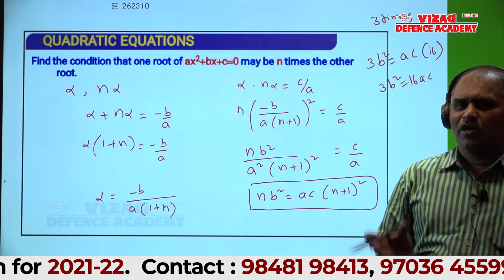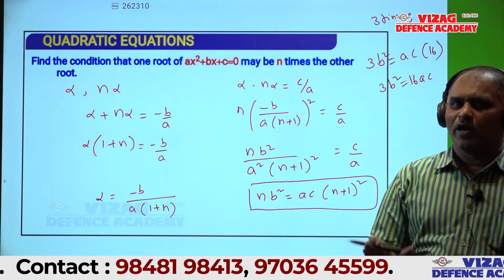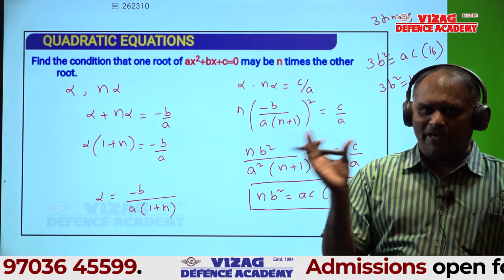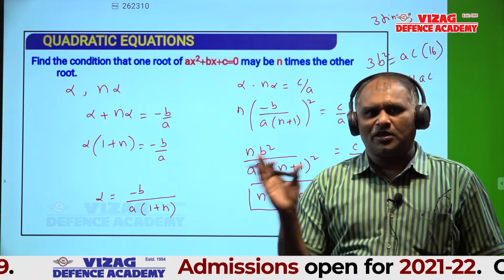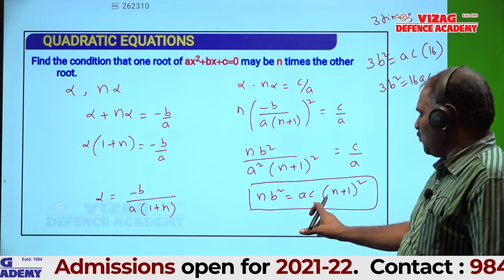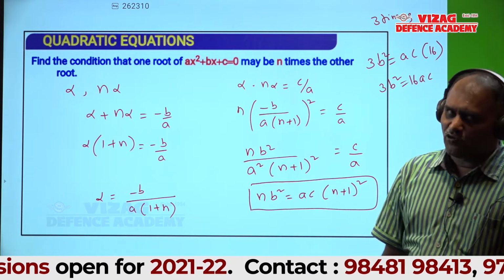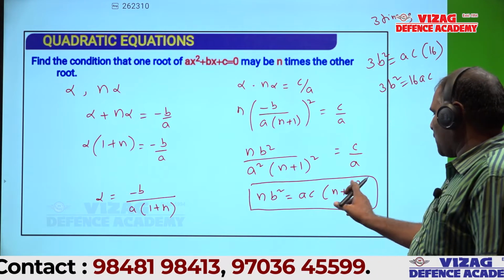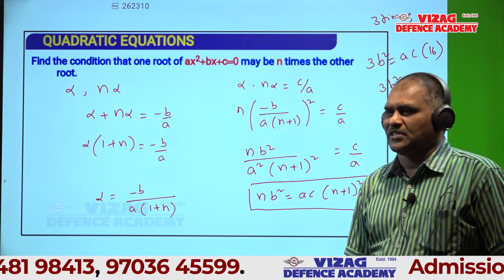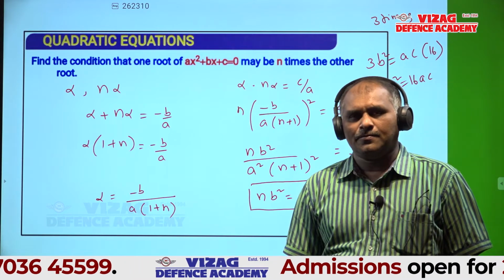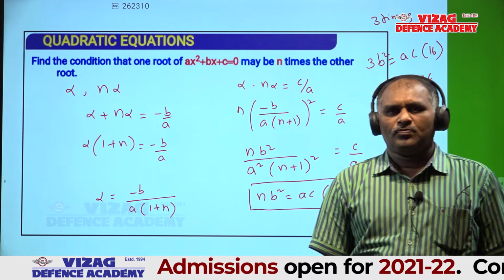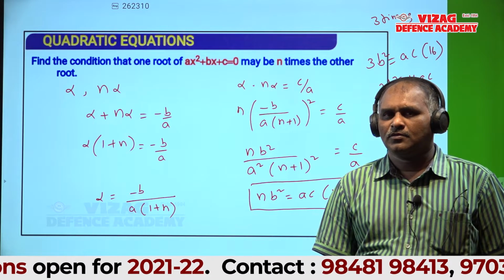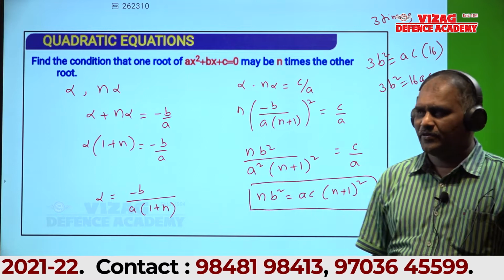Like this, if in any equation one root is n times the other, say 5 times or 4 times the other, what is the condition? If you remember, it is easy to identify: n b square is equal to (n plus 1) whole square into a c. Do you understand? Any doubt? No, sir. Okay, do it.